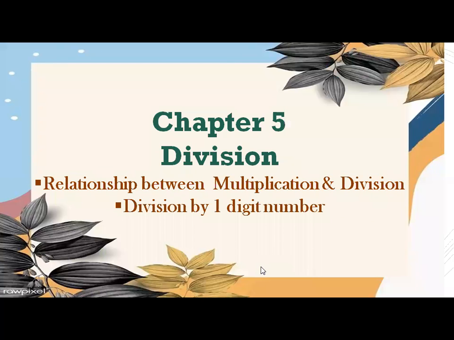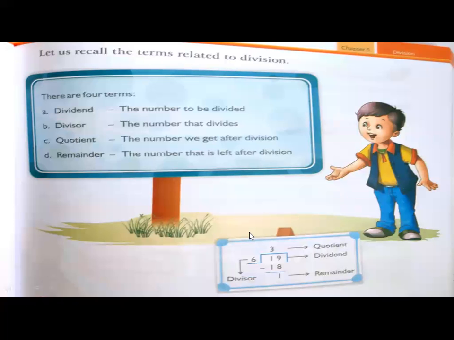Today we are going to start a new chapter, chapter 5, and the topic is division. So in last class we discussed chapter 4, multiplication. Today we are going to find out the relationship between multiplication and division and how to solve division of one digit number. Before getting into the session, we can recall the terms related to division.